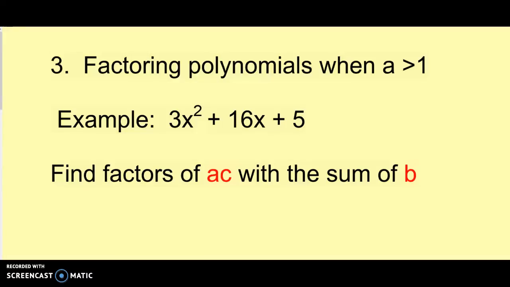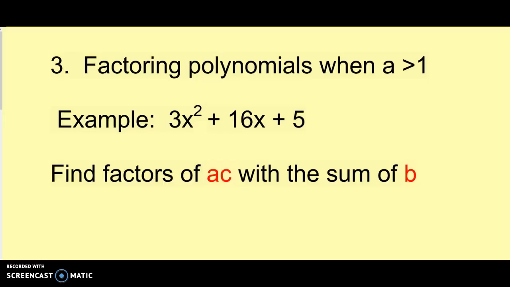All right, now we're on to factoring polynomials when a is greater than 1. And again, like I said, a is that first number next to the highest exponent variable. So with this one, a is 3, so we're going to do a different method than we did before, and you cannot use the other method at all. So you have to use a grouping or you have to use a box in order to do this.